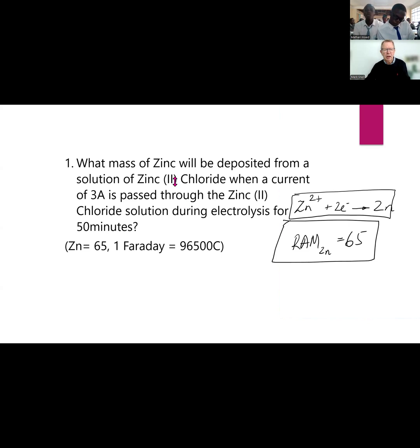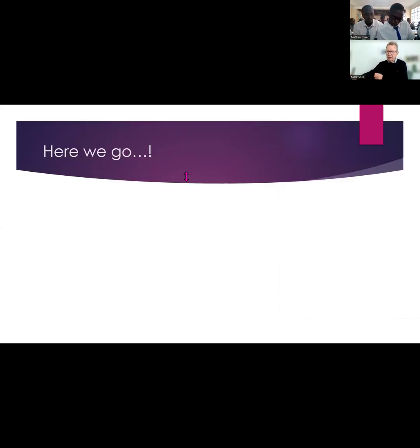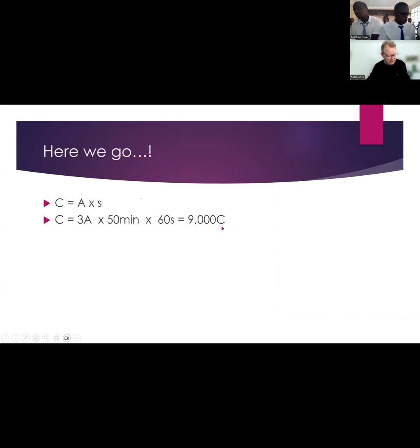Okay, so I've got, firstly, how many Faradays? I have 3 times 50 times 60, which is, that's not right. So there's the number of coulombs. Now, the number of coulombs, I now work out how many Faradays. That's 9,000 divided by 96,500, which is 0.093 Faradays.